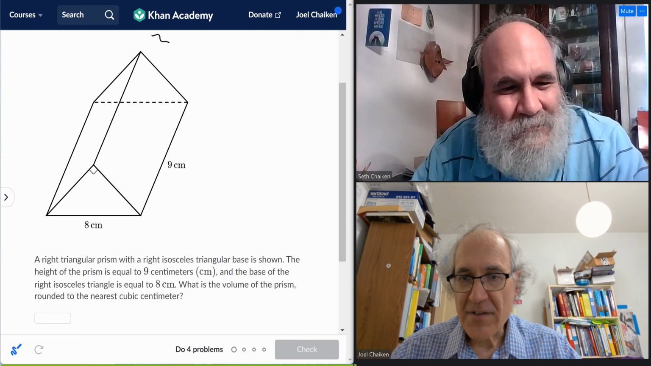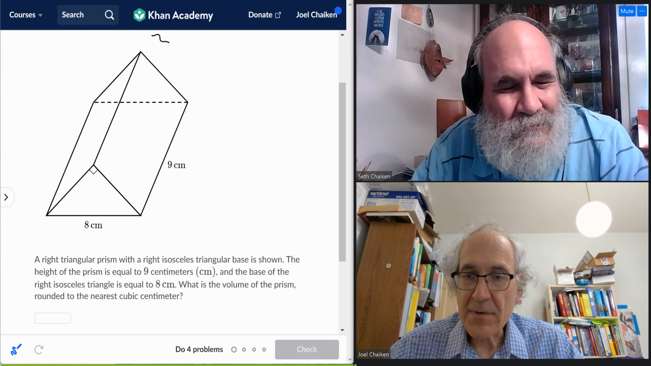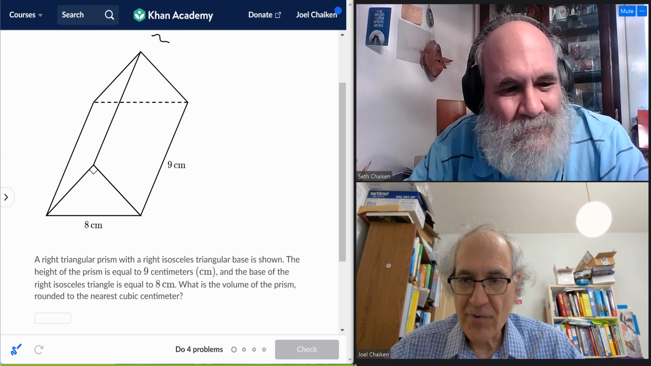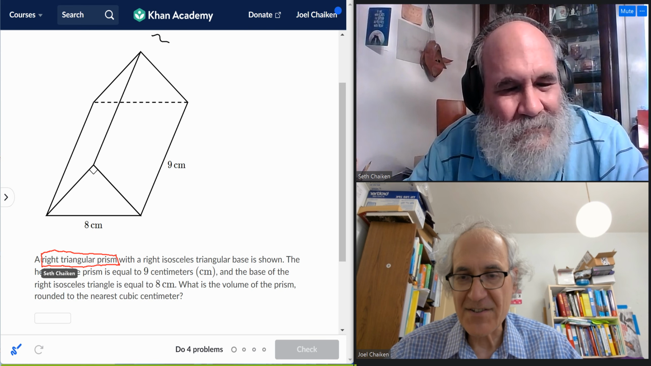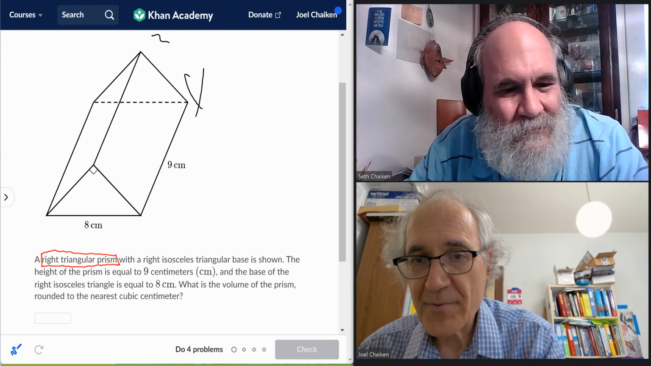So here's the question of the day. Please try it, pause, come back, and we will go over how to do it. Okay, a geometry question with a diagram. A right triangular prism with a right isosceles triangular base is shown. The height of the prism is 9 centimeters, and the base of the right isosceles triangle is 8 centimeters. What is the volume of a prism?